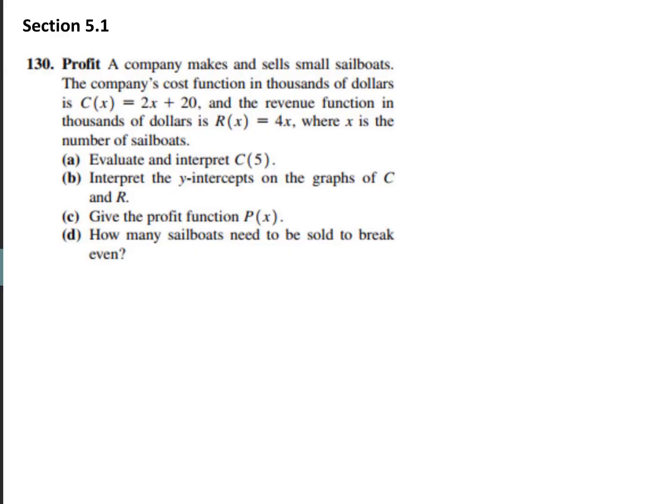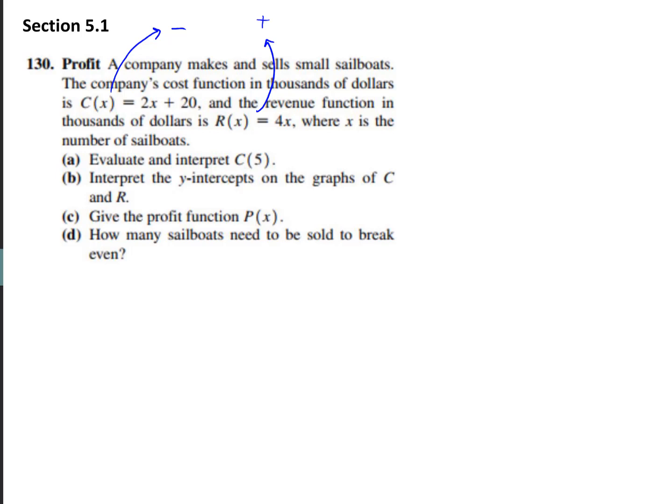So in chapter 5, these first couple sections, we are looking at making new functions from existing functions. So adding two functions together to make a new function, subtracting them, multiplying, and so on. And this particular example shows us how we can take the profit function for a company and create it using the company's cost function. So cost is money going out, and the revenue function, revenue is money coming in.